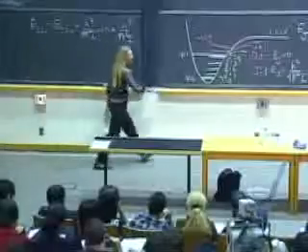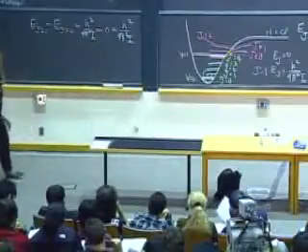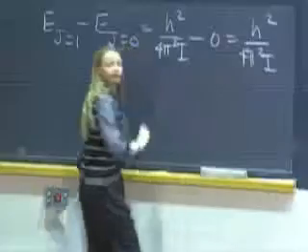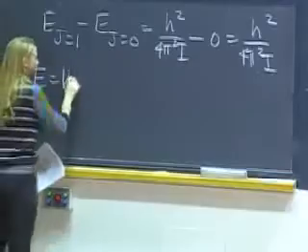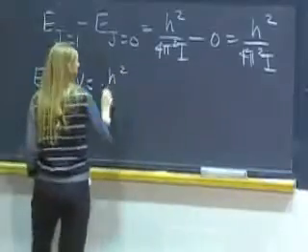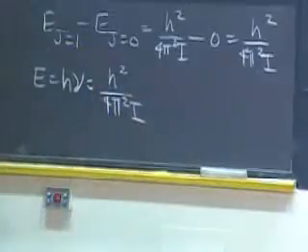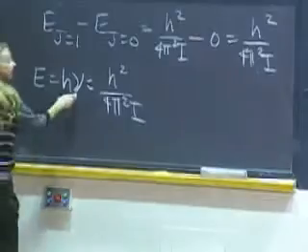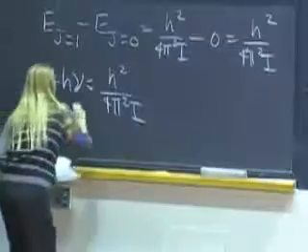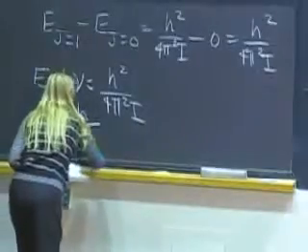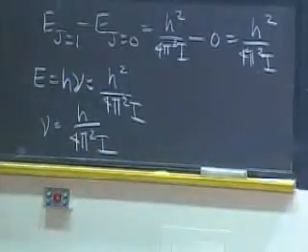To make this transition right here, we're going to need a photon. That photon is going to have an energy exactly equal to this. So our photon, E equals h nu, has got to be equal to h squared over 4 pi squared times I. I can solve for the frequency of the photon that I need to make that transition. The frequency of that photon, then, is h over 4 pi squared times I. That's the frequency of the photon that I need.